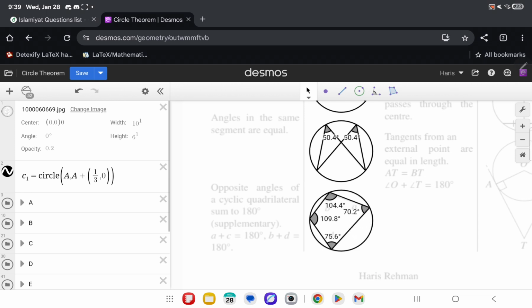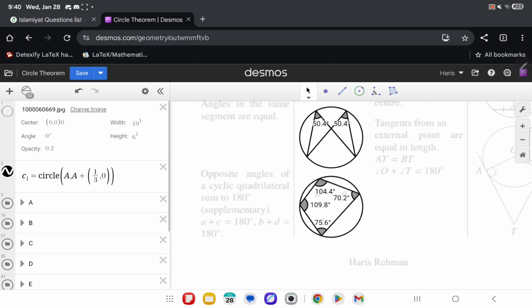opposite angles of a cyclic quadrilateral sum to 180 degrees. Now, when two angles sum to 180 degrees, they are called supplementary angles. I have given A plus C is equal to 180, B plus D is equal to 180. And if we see from the values given by Desmos, we see that this is true. 70.2 plus 109.8 is 180. 104.4 plus 75.6 is 180 as well.